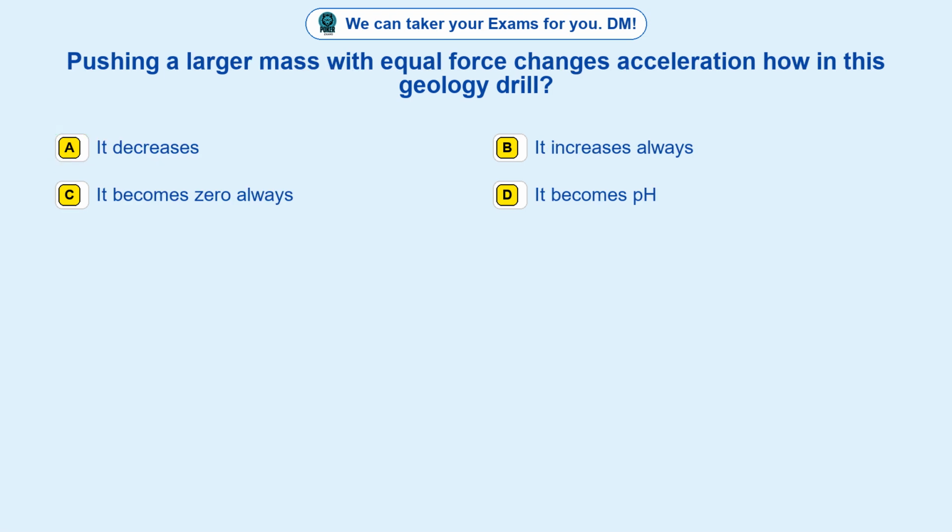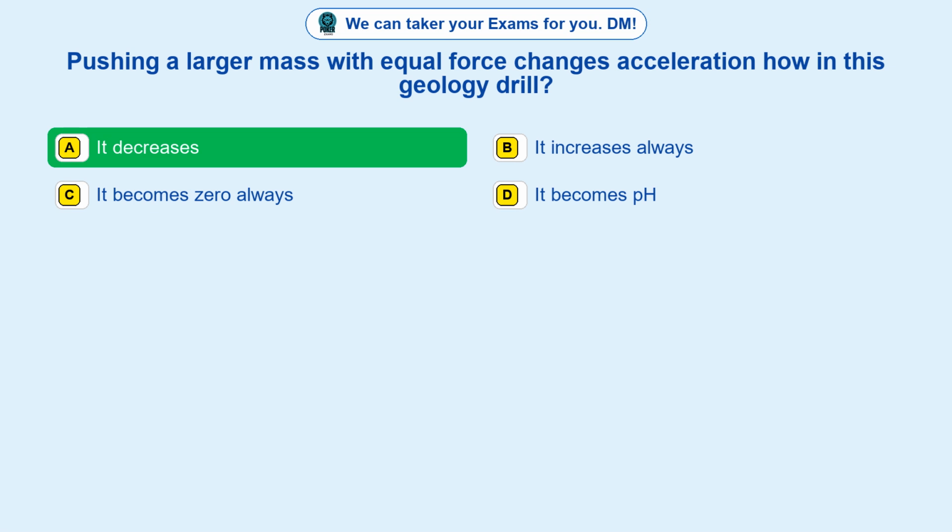Question 58. Pushing a larger mass with equal force changes acceleration how in this geology drill? Option A, it decreases. Option B, it increases always. Option C, it becomes zero always. Option D, it becomes pH. The correct answer is option A, it decreases.